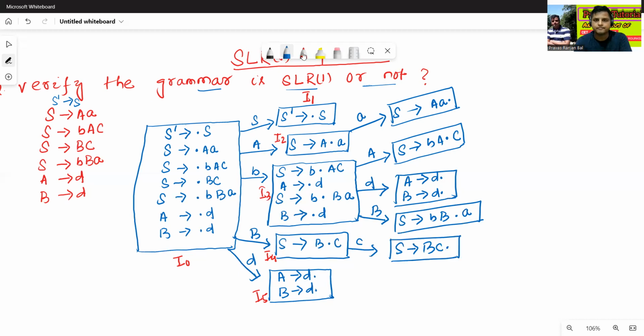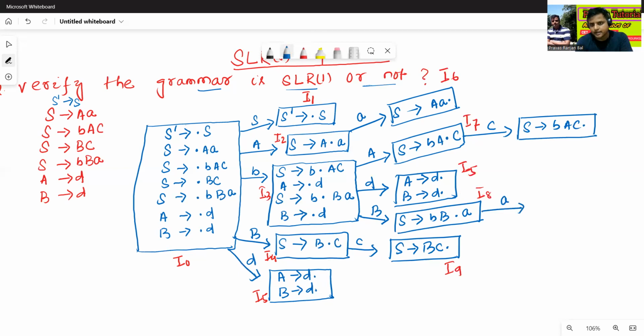Let's number these: I5 done, this is I6, this is I7. Remember A to D dot and B to D dot is repeated, meaning I5. Then this is I8, this is I9. I6 completed, I7: S to B A C dot. I5 completed, I8: S to B B A dot. I9 completed. So this is I10, this is I11.